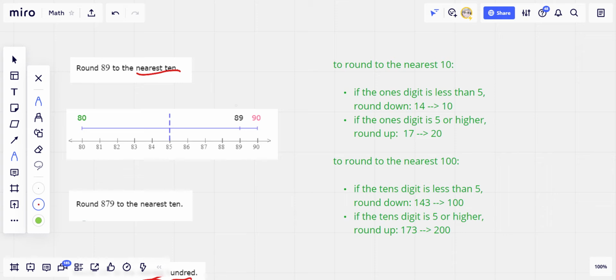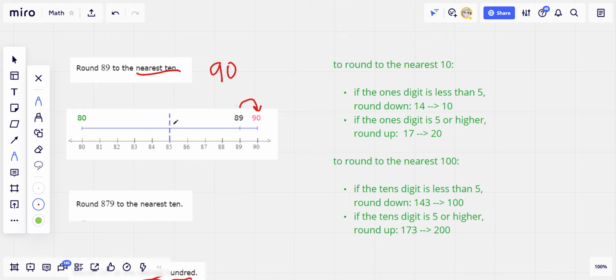So the rules for rounding. Let's say you want to round 89 to the nearest 10. What you're going to do is figure out in your head where 89 would fall on a number line between the two tens. It's between 80 and 90. It's definitely closer to 90. So in this case, we call it rounding up. We round 89 up to 90, so your answer there is going to be 90.